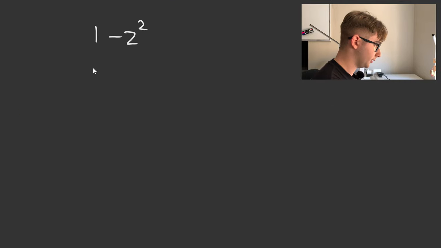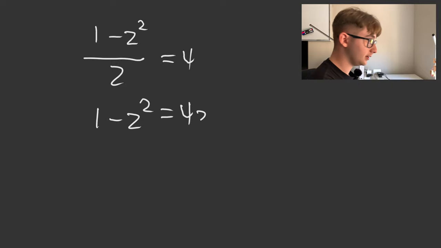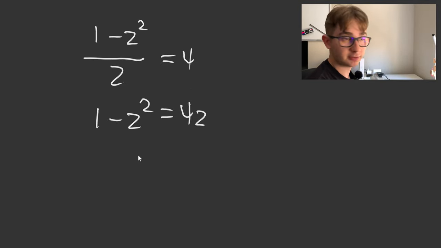Wrong way. There we go. All over z, which is then equal to 4. Multiply both sides by z, so we're going to get 1 minus z squared equals 4z. We're going to have a quadratic now, so we can bring everything to one side, so then one of the sides is just going to be equal to 0.